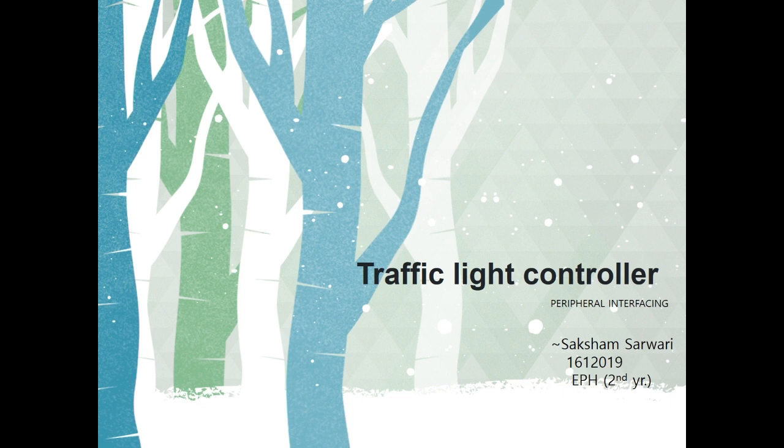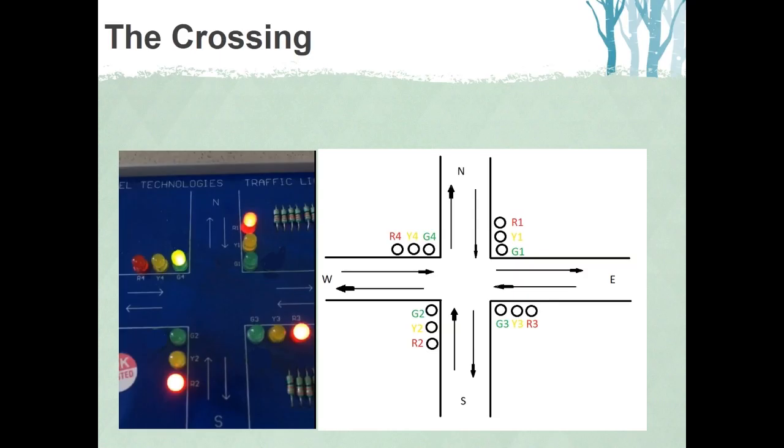This part will consist of the theoretical aspects of the traffic light controller peripheral interfacing. In this modern world of automation, rather than switching lights manually, I want to show you how we can have an automatic switching traffic light using processors and input-output interfaces as basic as 8085 and 8255 respectively.